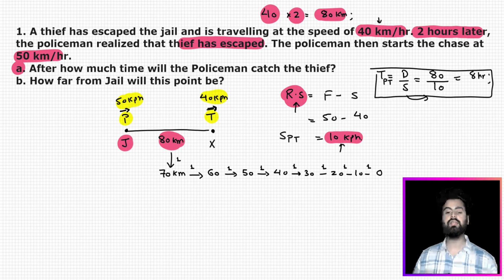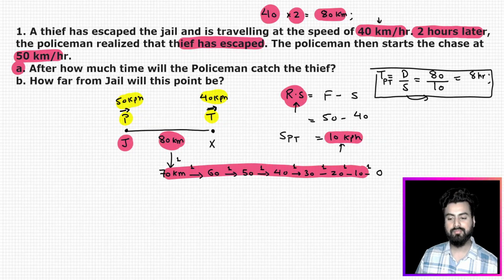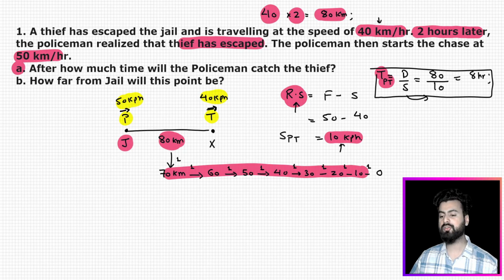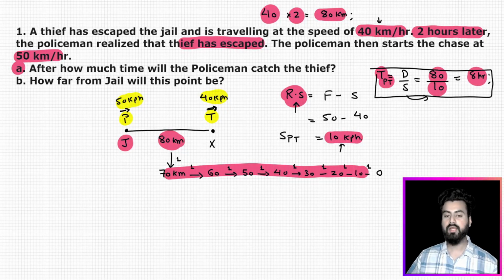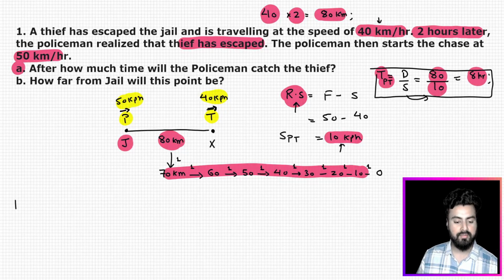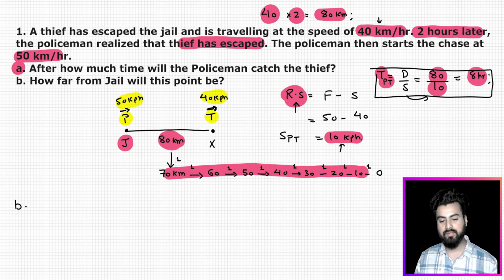Using this simple thing, you would be able to get the answer of your first part. You don't need to do this conventionally. Simply use this formula, distance upon speed. Since I'm using relative speed, I'll use the distance which is in between. And this way I would be able to get my answer. Simple. Now in order to get the answer of the second part, how far from jail will this point be?